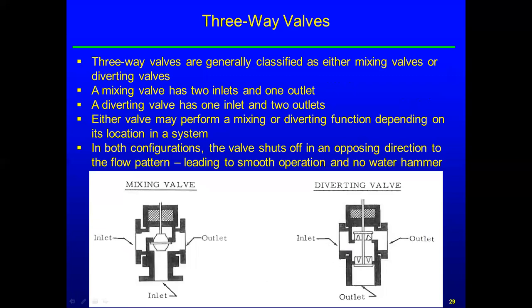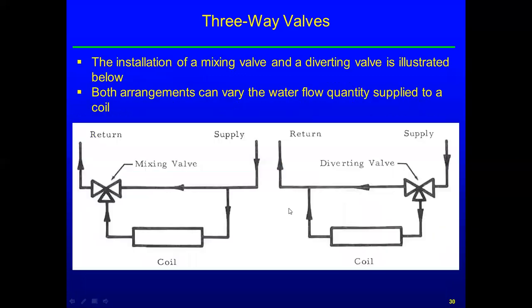So they can be used for similar type applications. It's just how the designer wants to set it up, and we'll have some discussion about that a little bit later. So either can be used. It's really a question of what side of the coil you want to put the valve on. In both configurations, the valve shuts off in an opposing direction to the flow pattern, leading to smooth operation. So these things shouldn't slam shut, which is a good thing for sure.